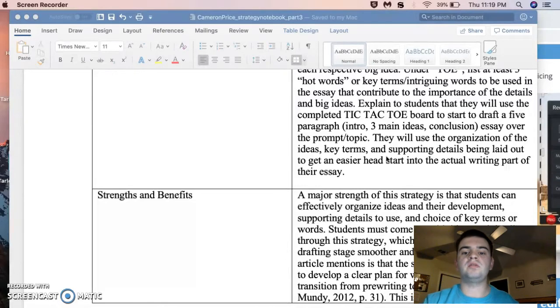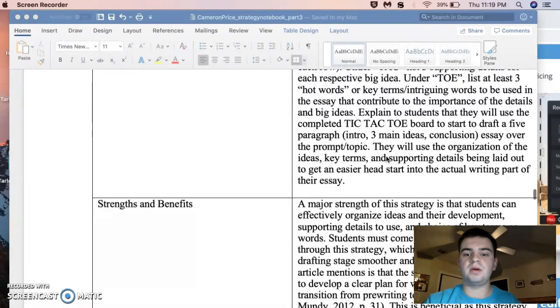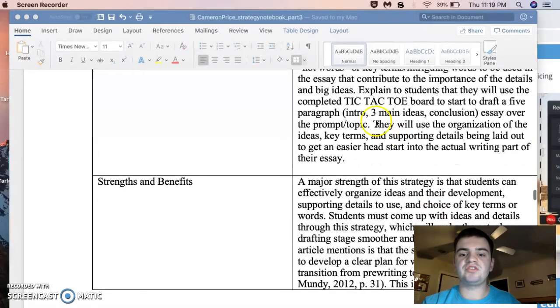And once again, it's going to go over the prompt topic of the persuasive prompt over biotechnology and foods. And then after you explain that to them, they're going to use the organization of the ideas, key terms, and supporting details from the tic-tac-toe board, the whole layout of them, to get an easier head start into the actual writing part of their essay. So that's where the draft process comes in, like me saying that the strategy can be used for part of the draft. So really it's the brainstorming and pre-writing into the draft process.